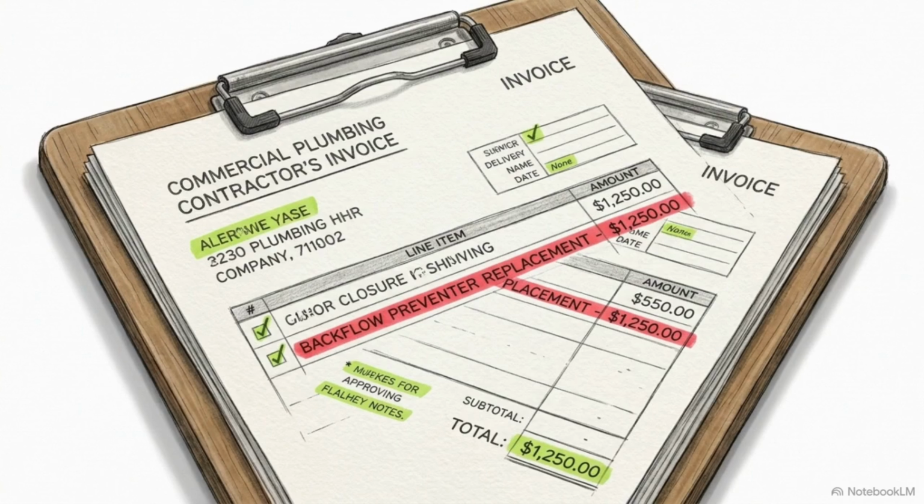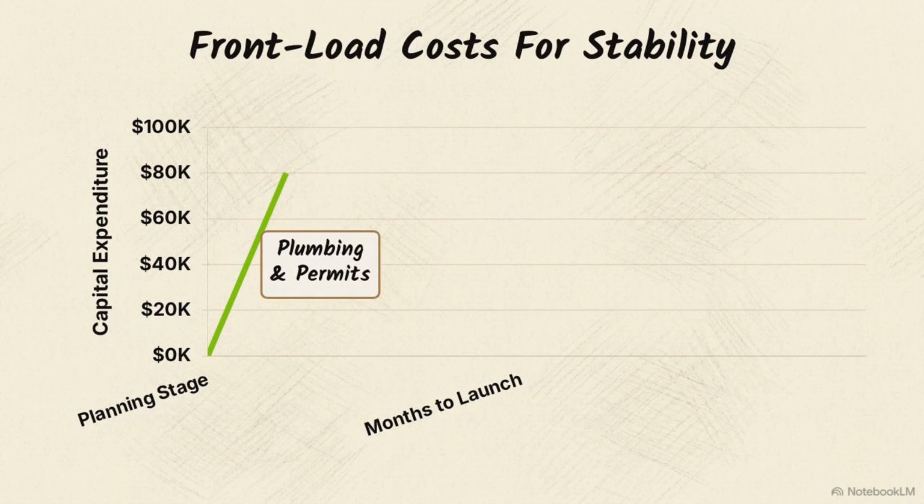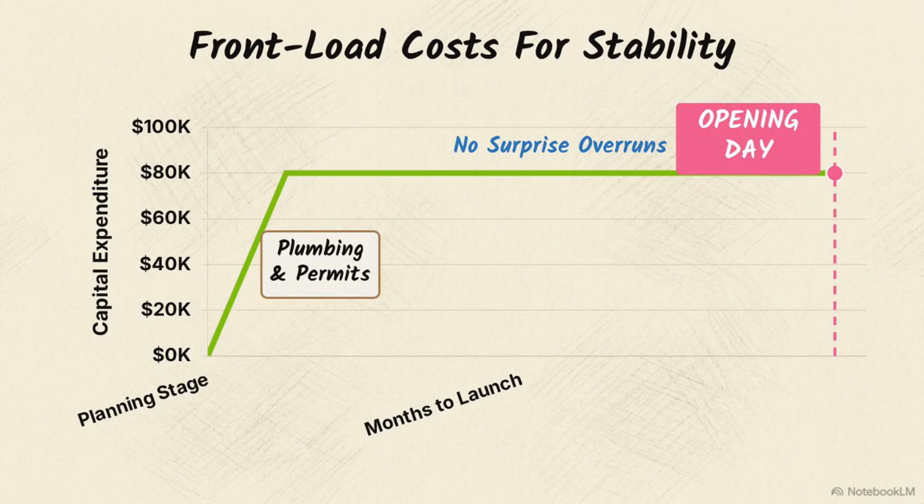Take a look at this plumbing contractor's invoice. You must allocate dedicated structural reserves in your budget specifically for heavy water piping and backwash installations. Front-loading these specific structural realities into your budget prevents unexpected cost overruns just weeks before your academy's opening day.